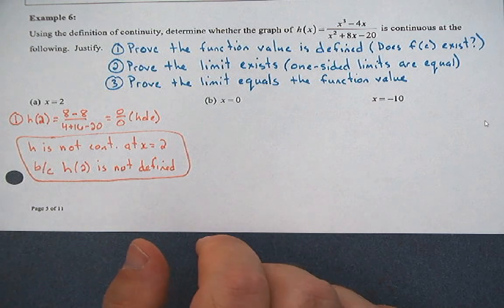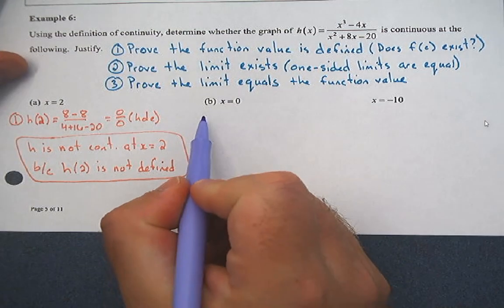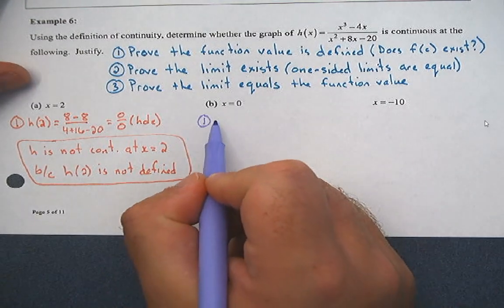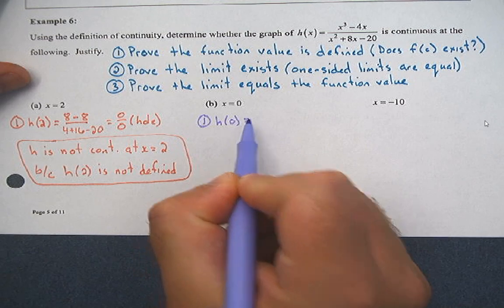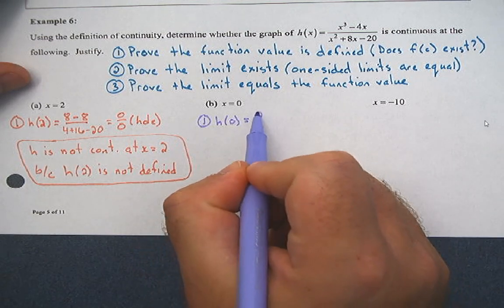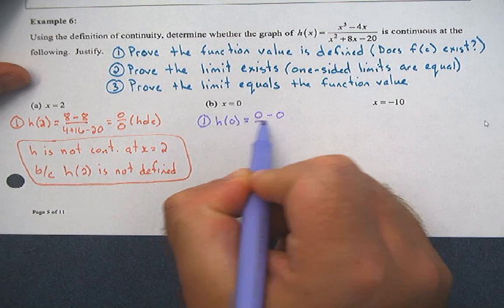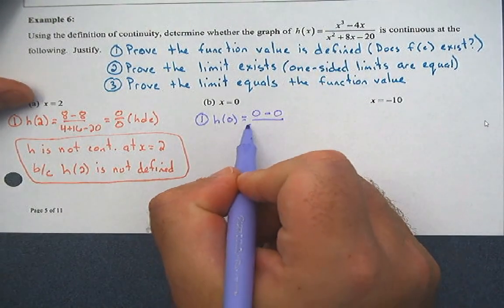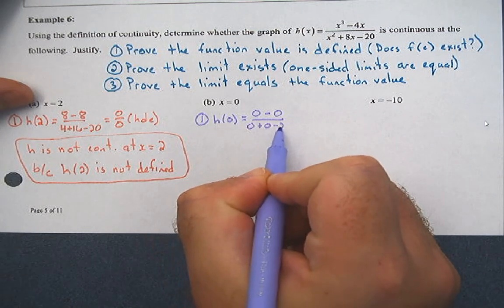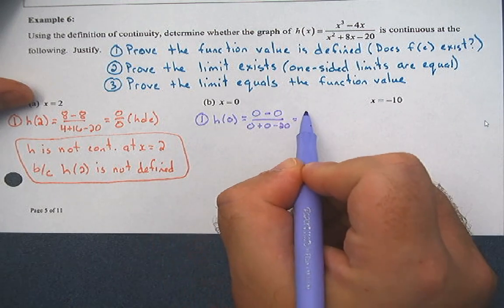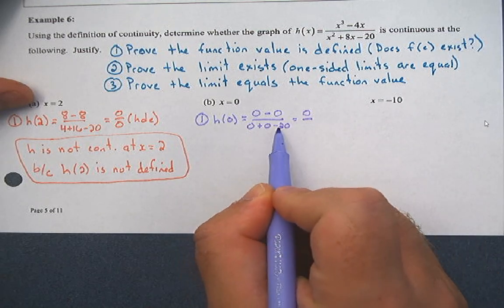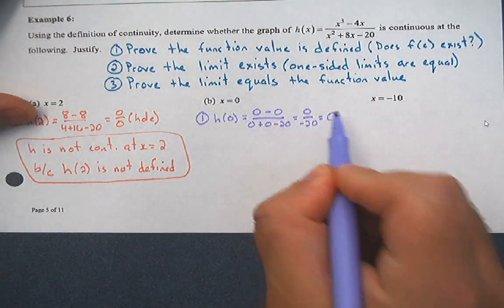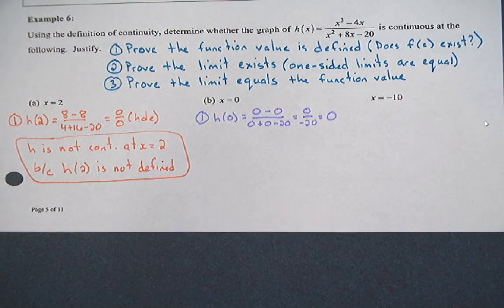All right, let's try this again at x equals 0. So number 1, let's see if the function is defined at 0. So h of 0 equals, so that'd be 0 cubed, which is 0, minus 4 times 0. Uh-oh, my math voice is starting to set an alarm. Then I would have 0 plus 0, subtract 20. Oh, 0 minus 0 is 0. 0 plus 0 minus 20 is negative 20. What's 0 divided by negative 20? 0. So we do have a point. H of 0 is 0.